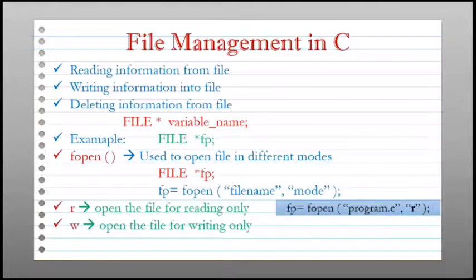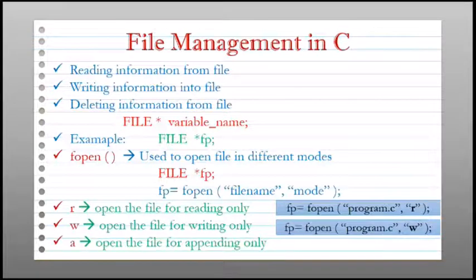Next one is w. w opens the file for writing only. When you write w in double quotes as the mode, then you can only write information in the file which is opened by using the fopen function. This is the example. You can see again we are opening the program.c file and the mode is w. That means this particular file is open to write something in it.